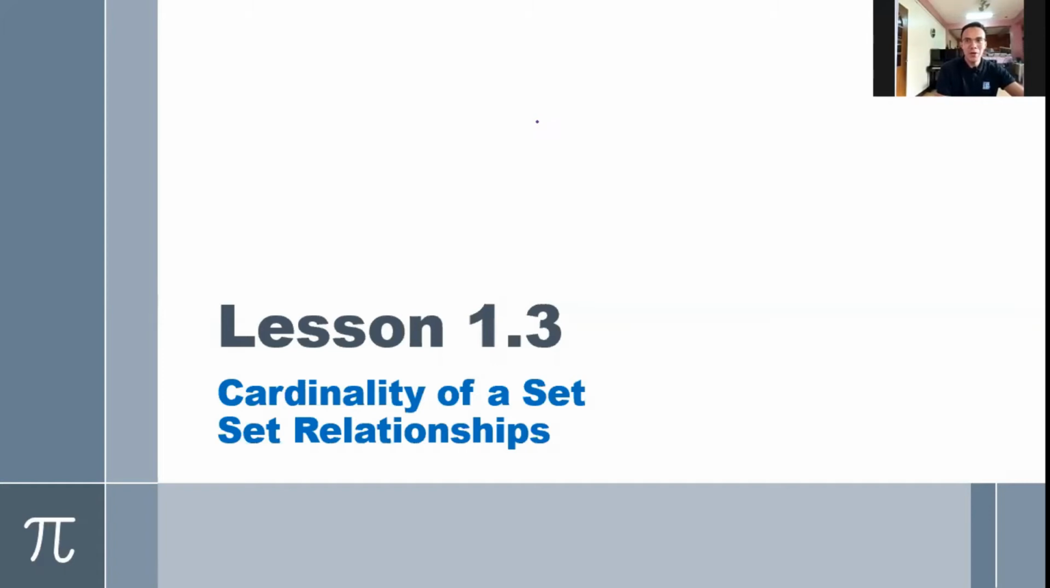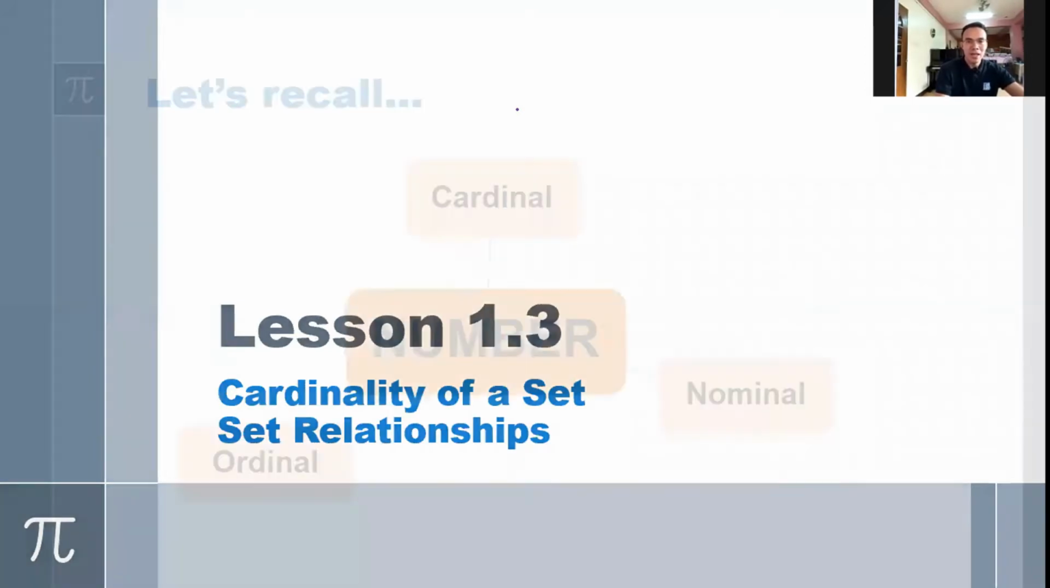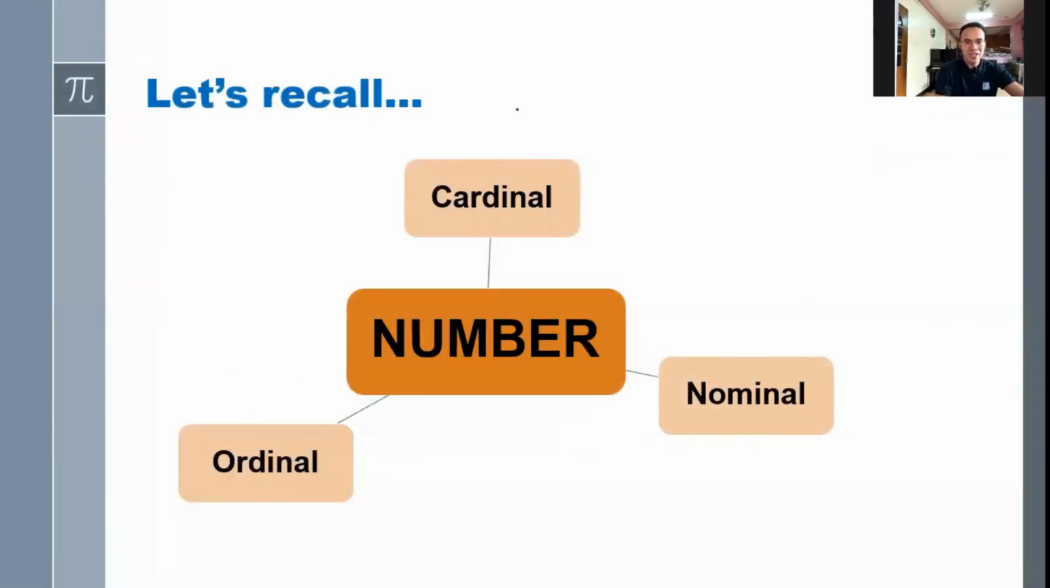In this video, we're going to talk about cardinality of a set and set relationships. Let's have this one first. Given a number, we can identify that number as cardinal number, nominal number, or ordinal number. What's the difference among these three terms?